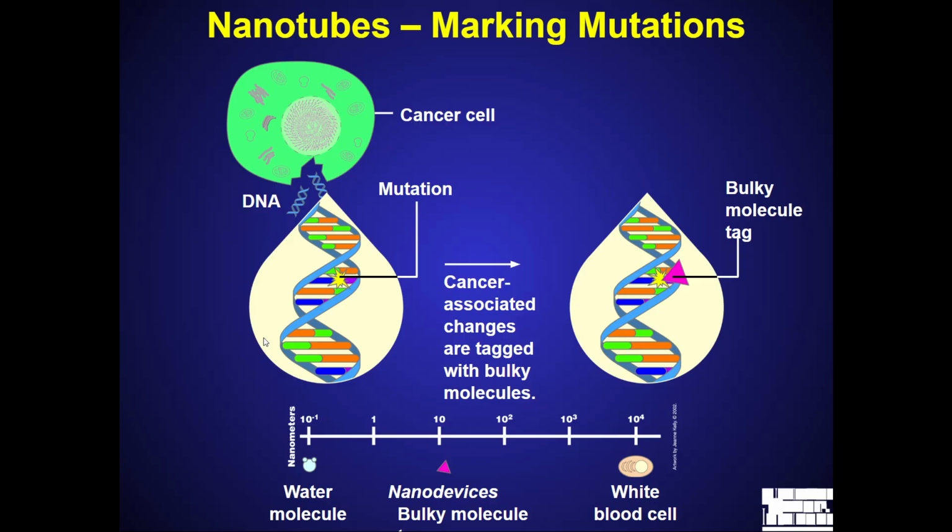Now, what's interesting is that to prepare the DNA for this analysis, scientists must attach a bulky molecule, just a larger molecule, to regions of the DNA that are associated with cancer. And to do this, they can design tags that seek out those specific mutations and bind to them.